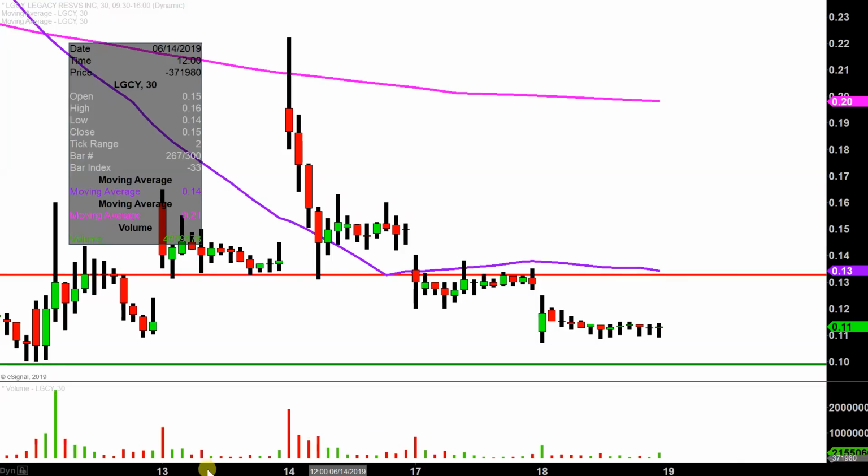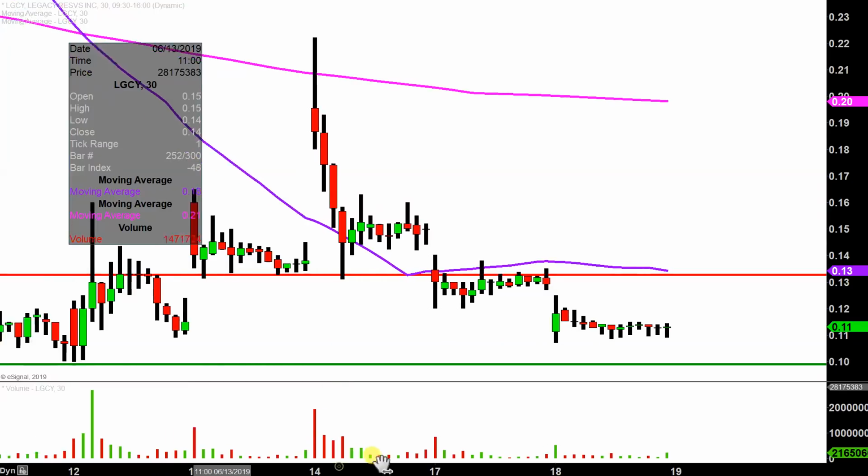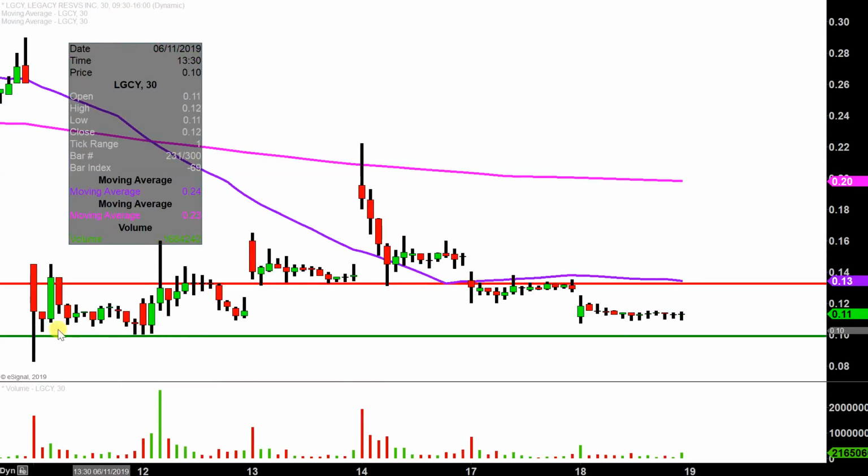And then as far as levels of support are concerned, it all goes back to the 10-cent mark, which you can see here from recent, well, not necessarily, I guess it depends how you define recent, but from within the past few weeks, you can see the price was down around the 10-cent mark. And once again, the price is down around that region.